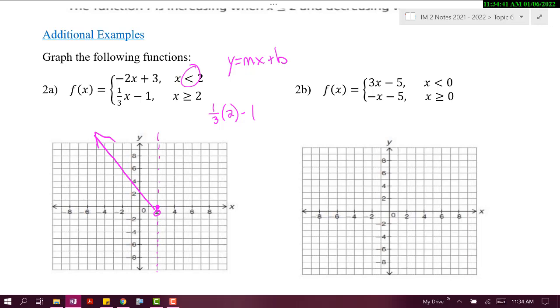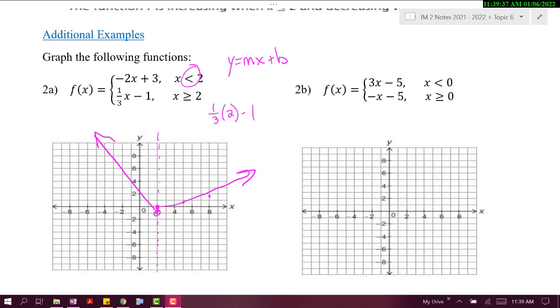Now from this point, we can use our slope. Up 1 over 3. And again, this is a little bit below the x-axis. So up 1 over 3, slightly below. Up 1, right 3. And then we connect those dots. Hopefully better straight lines than mine. All right, let's move on to 2b.